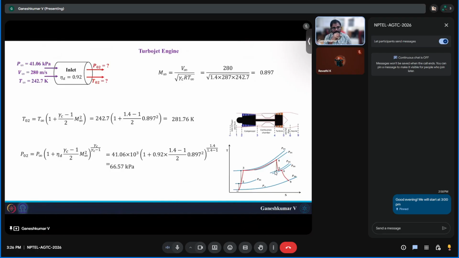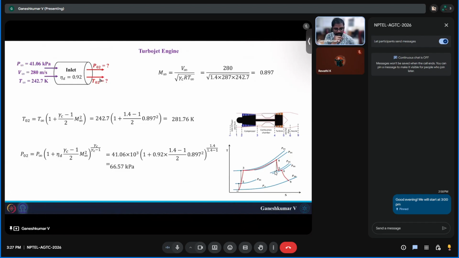In addition, you can also find out what P naught infinity is, which means the stagnation pressure at the inlet of the diffuser. If you find out the stagnation pressure at the atmosphere and compare that with this P02, it will be slightly higher than P02. Which means because of the diffuser, you are losing some pressure. So that's the idea here.